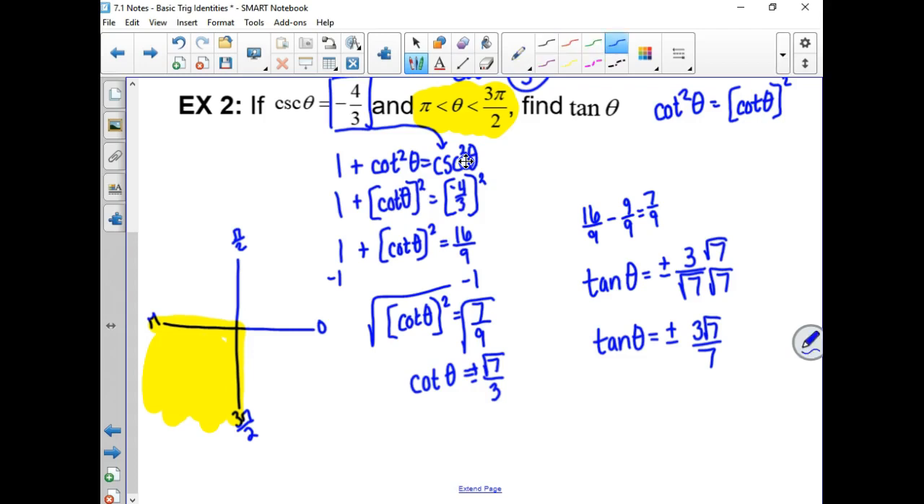And if we think of our signs, we know in the first quadrant both coordinates are positive. In the second quadrant, we have a negative and a positive.